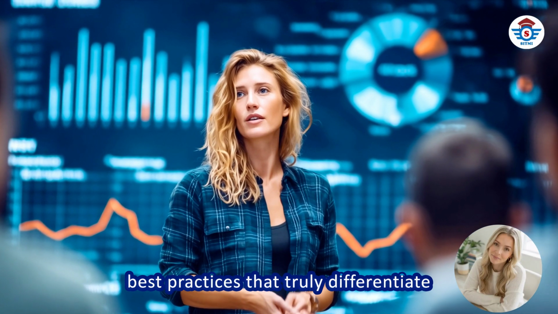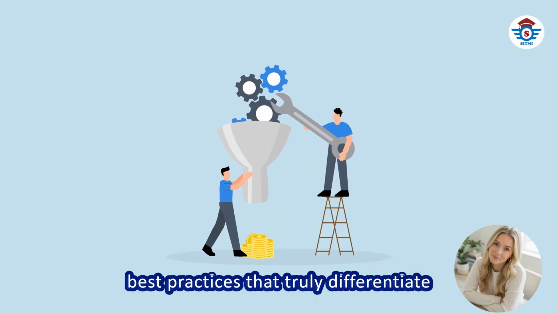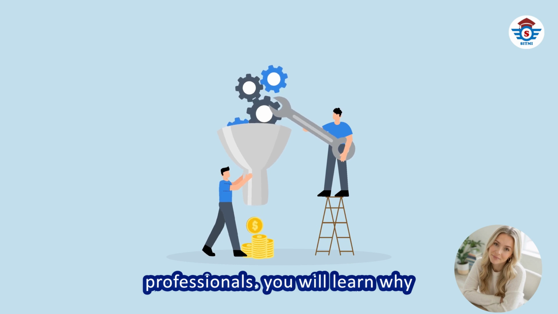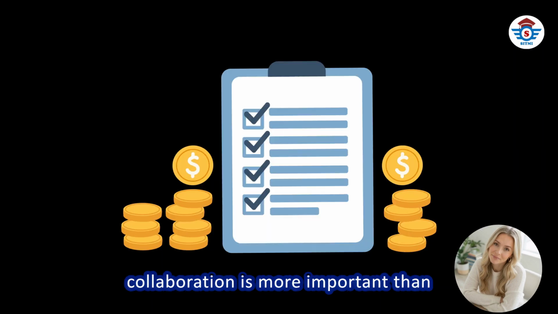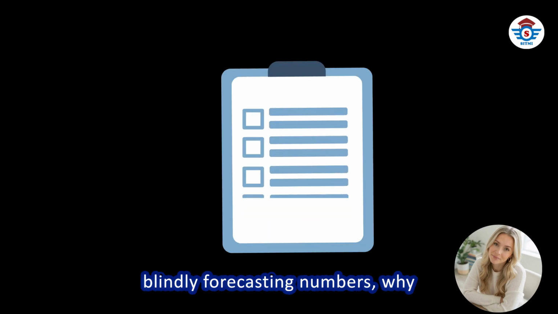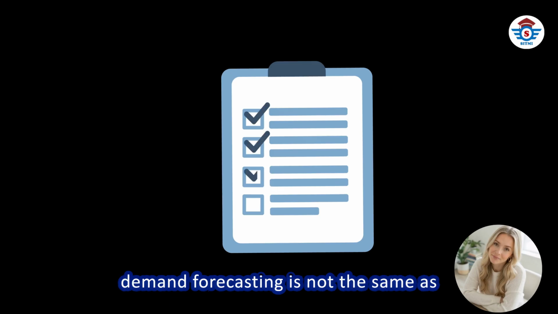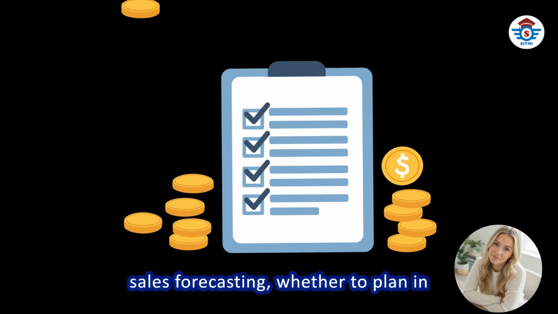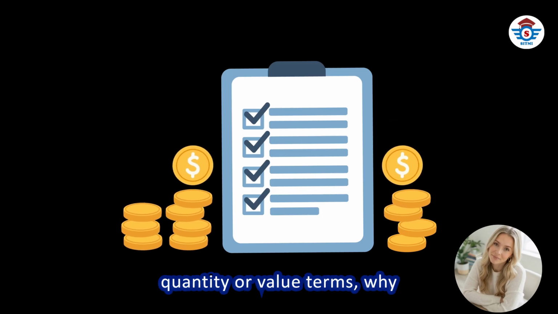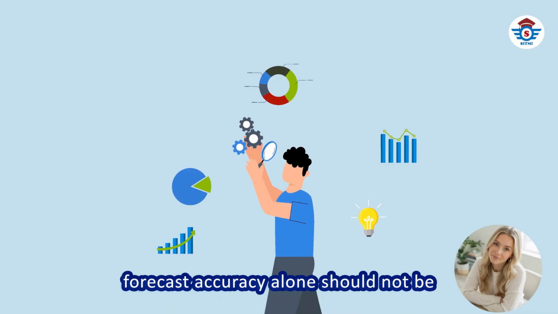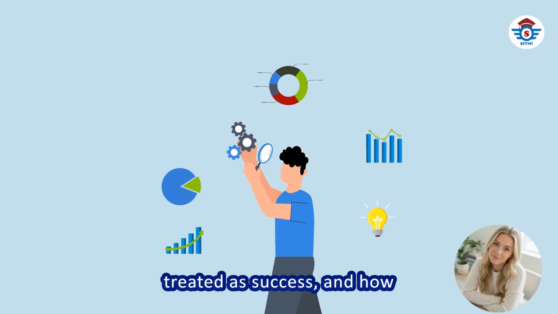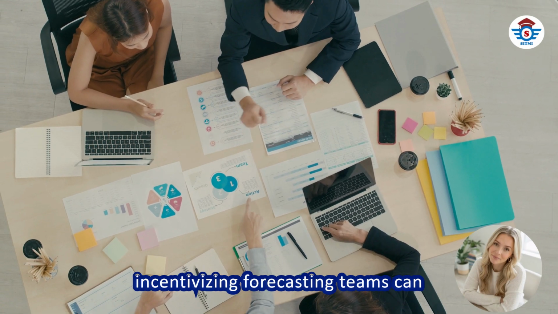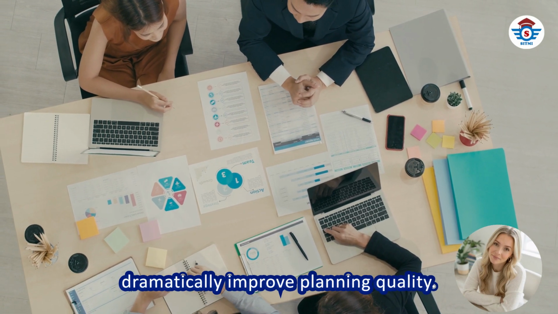We also cover best practices that truly differentiate average planners from high-impact professionals. You will learn why collaboration is more important than blindly forecasting numbers, why demand forecasting is not the same as sales forecasting, whether to plan in quantity or value terms, why forecast accuracy alone should not be treated as success, and how incentivizing forecasting teams can dramatically improve planning quality.